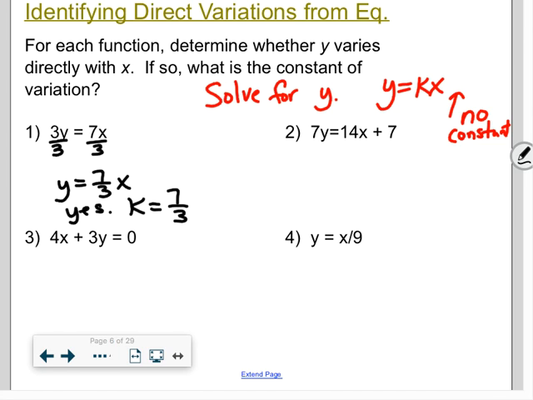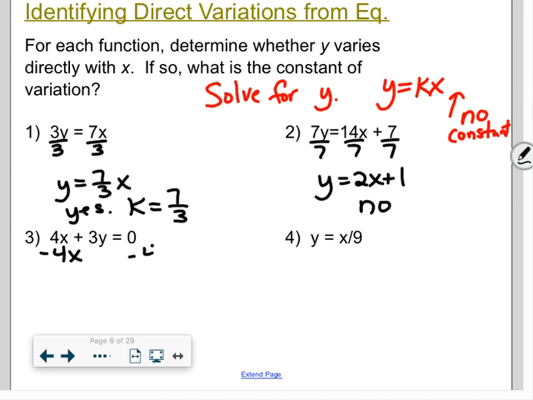So here's the first one. Divide by 3 and y equals 7/3 x. Now, if you write 7x over 3, that's not wrong, but it's harder to see what k is. K is what's in front of x. So this is y equals 7/3 x, so k is 7/3. Here in number 2, if I divide by 7, this is not direct variation because I have plus 1.